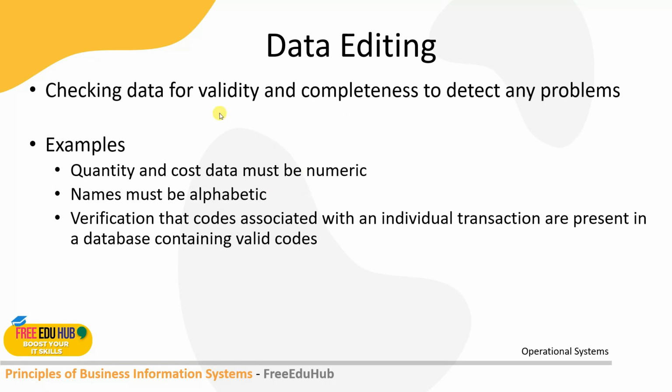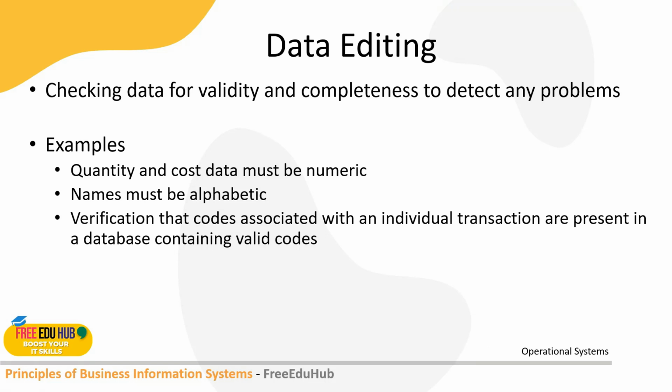Then we have data editing. It's checking the data for validity and completeness to detect any problems. Since we are avoiding any kind of manual entry, we are scanning it through the scanners, etc., there are fewer chances of any typing mistakes. So either it would detect it or it won't detect it. If it won't detect it, you'll have to check the reasons behind it. But mostly it is taking the data exactly from the barcode or the QR code.